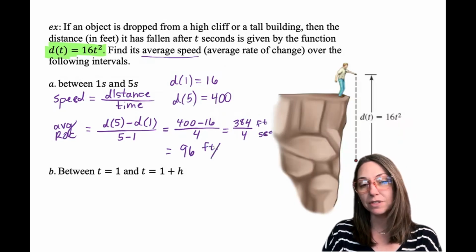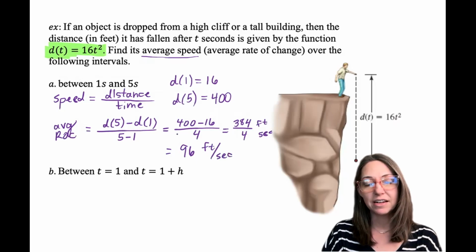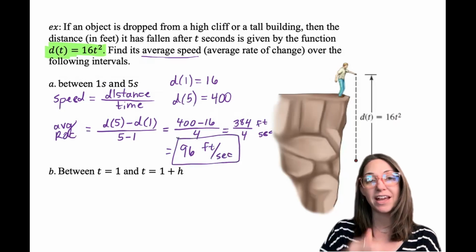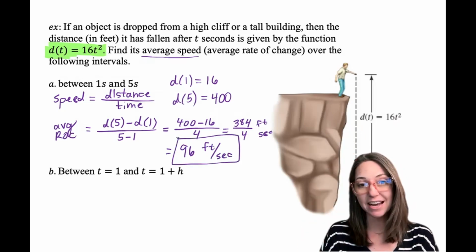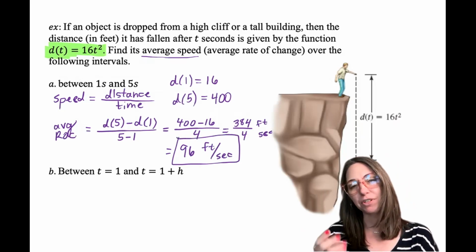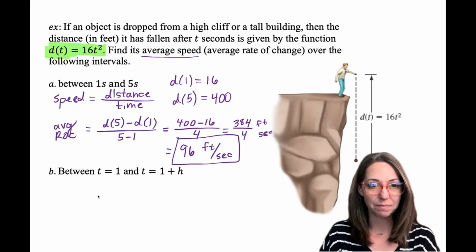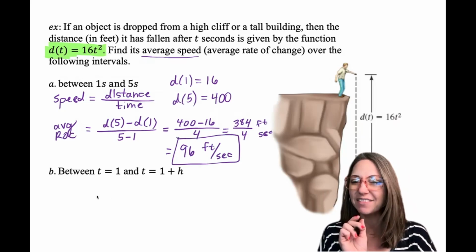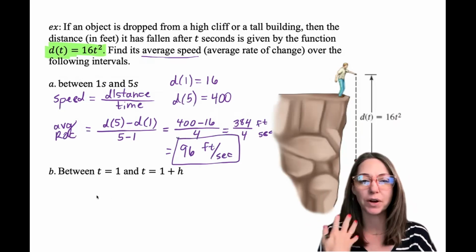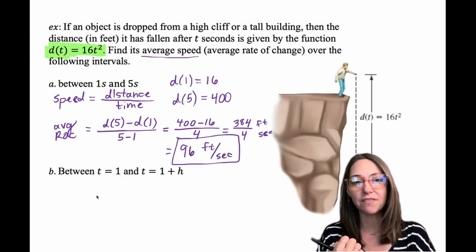Now here's the thing. When something falls like that, it starts out going a little bit more slowly and then it gains speed as it falls due to gravity. So it's not really going 96 feet per second on the entire time interval. That's just its average speed. So we're going to do this in a different, unique way, because we're introducing the h version of the difference quotient.